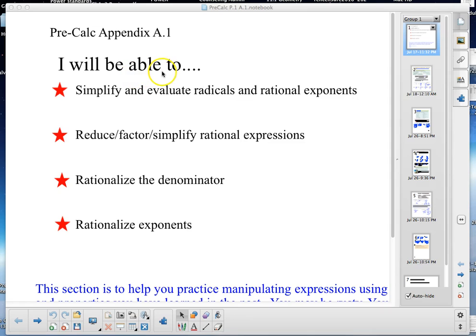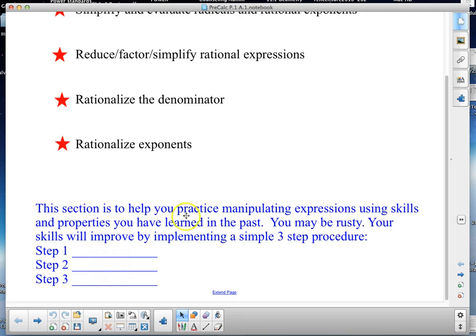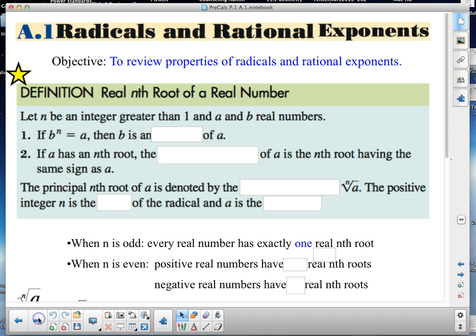I will be able to, after this, simplify and evaluate radicals and rational exponents, reduce factors, simplify rational expressions, and rationalize the denominator, using skills and properties you have learned in the past. You may be rusty. Your skills will improve by implementing a simple three-step procedure. Step 1, practice. Step 2, practice. Can you guess what step 3 is? Yep, you got it, practice. If at first you don't succeed, practice, practice again. So keep that up as we're going through.